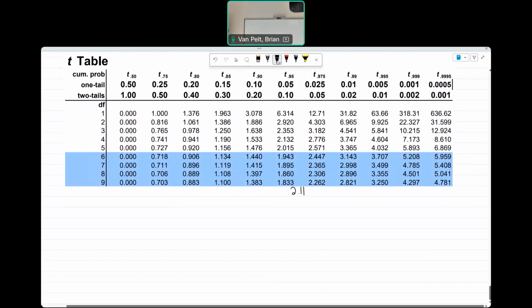I put 2.11 right between those two values there, in the ninth row. This is a one-tailed test. So I'm looking at these things up here. What is the average of those two numbers? 0.0375.